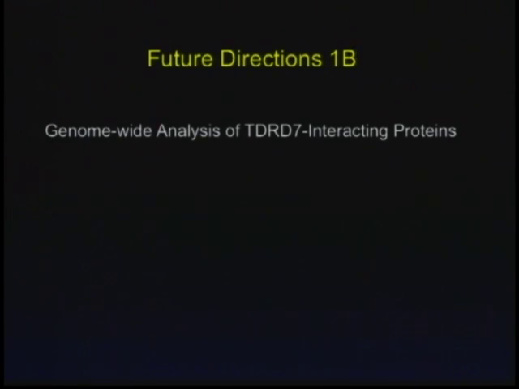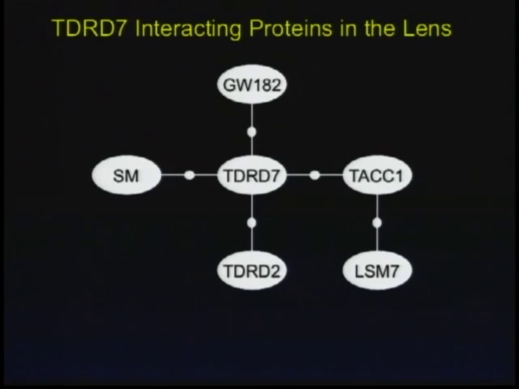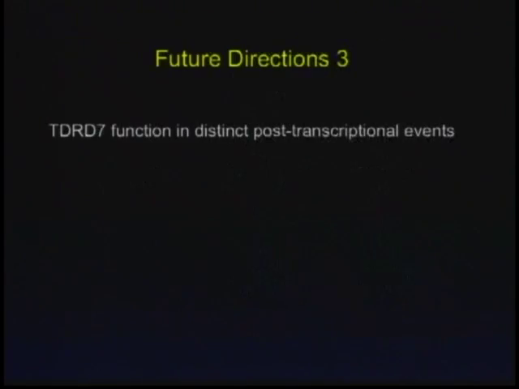And this approach has been very successful in other Tudor domain proteins, where they have started generating an interactome for that particular Tudor domain protein. So we would like to also start putting together an interactome of Tdrd7 in the lens. And we have already started doing some co-IPs with some specific proteins which are likely candidates, which have been found by iSyTE as well to be important in lens.